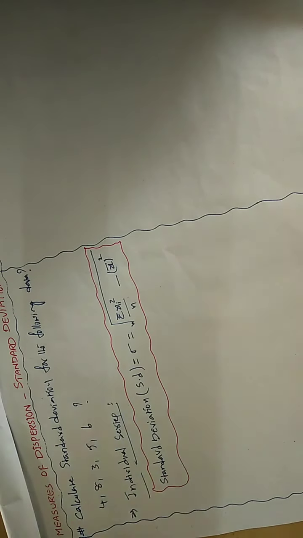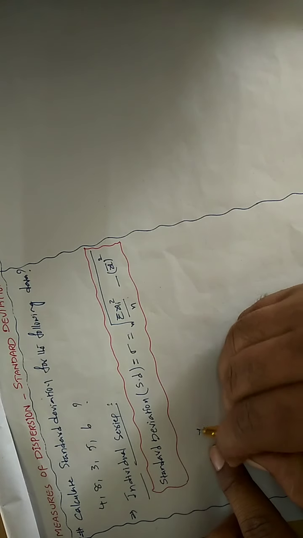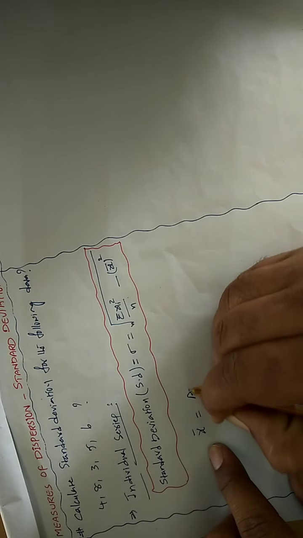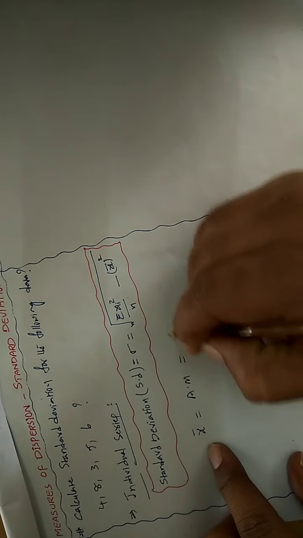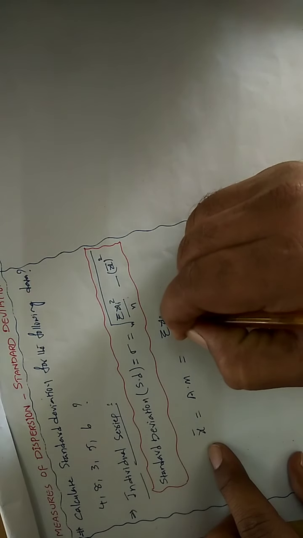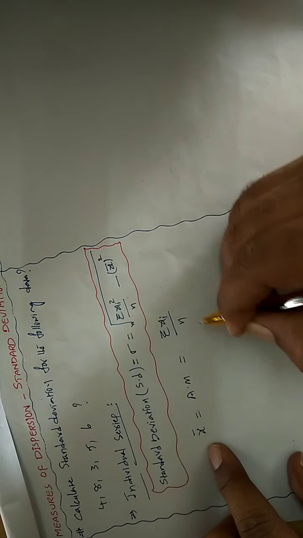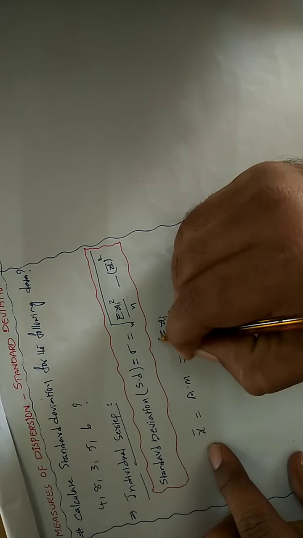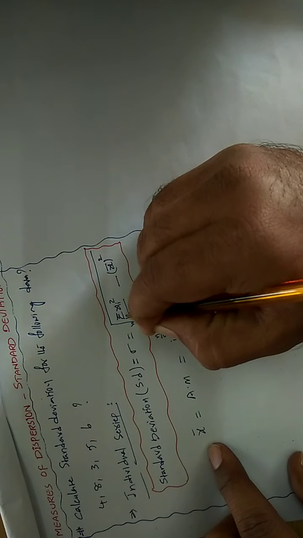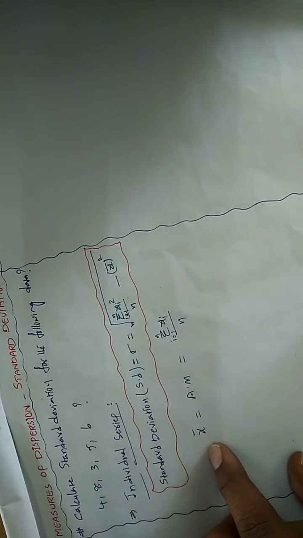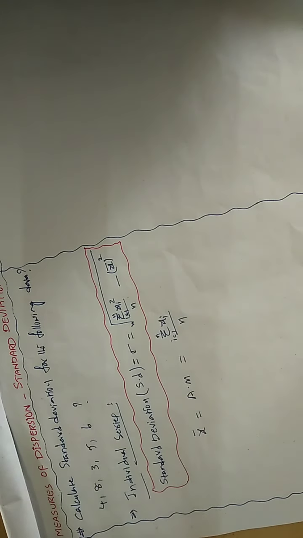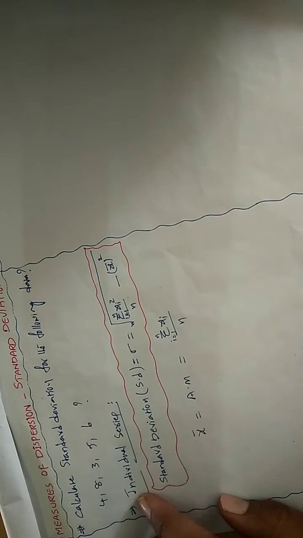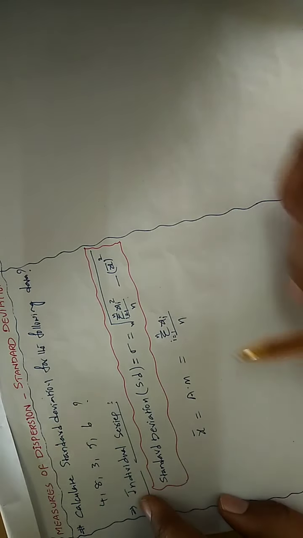You know very well what x bar is. Your x bar is nothing but the arithmetic mean. So how to get that? Sigma xi by the number of values. Here i is the running variable, which takes values from 1 to n. Understand?